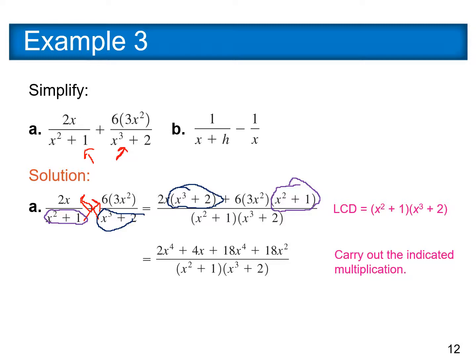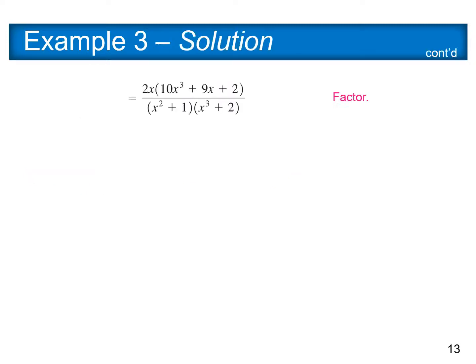So in other words, I carried out the multiplications. On the next step, I combine the like terms, the terms that are similar, and I obtain 20x to the power 4 plus 18x to the power 2 plus 4x, all this divided by x squared plus 1 and multiplied as well by x to the power 3 plus 2. Finally, I can factor out the 2x out there, and that's the final solution for this exercise.